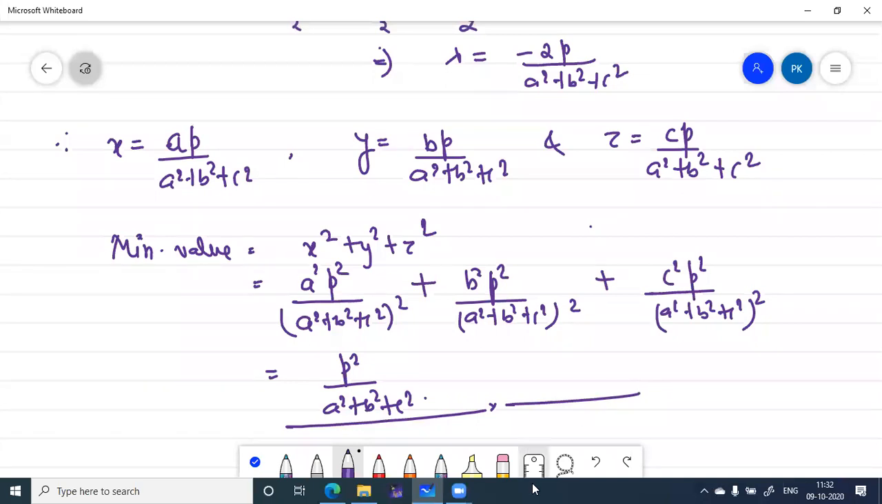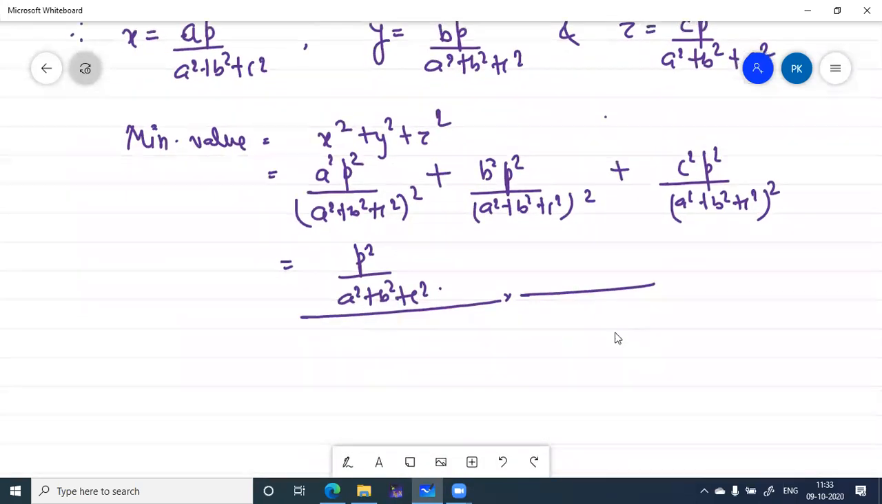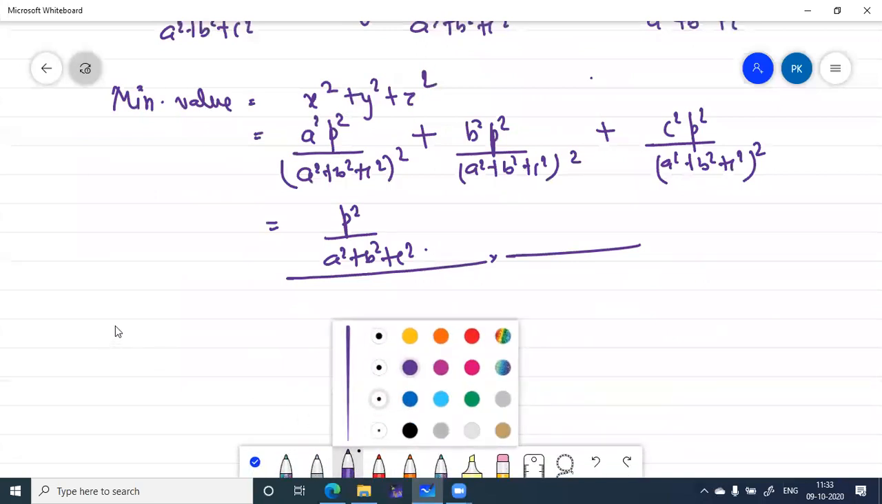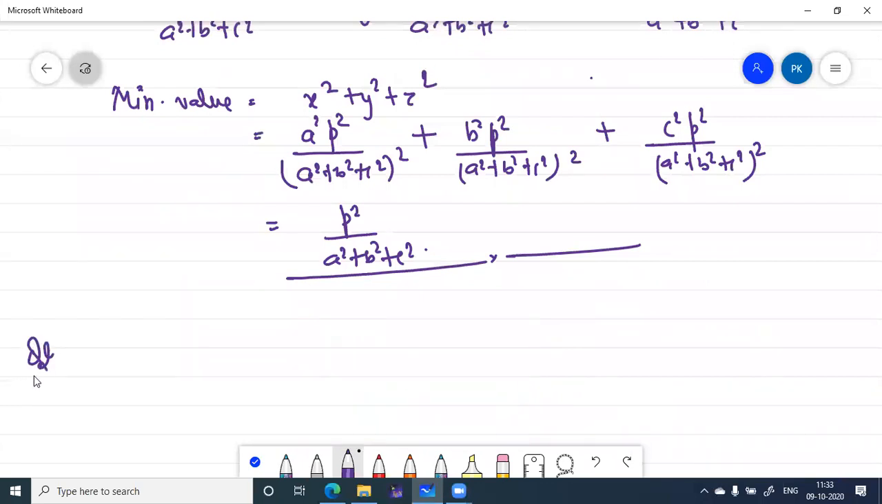Is this clear? Is this clear to you? Yes, any problem? Okay. So I'm going to write down one more problem and you just try it yourself.